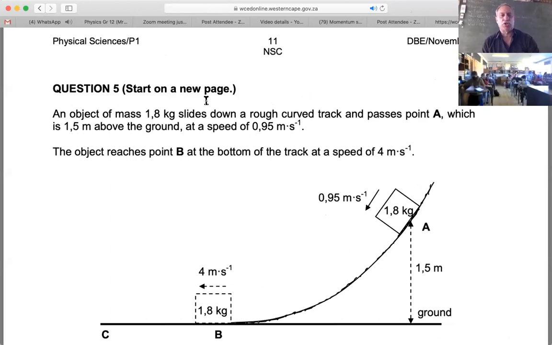Okay, so I take it you can see there's question 5. This is a long question. So we must do some short questions, we must do some long questions. Question 5: an object of mass 1.8 kilograms slides down a rough, curved track, there you can see they've drawn it, and passes point A, which is 1.5 meters above the ground, at a speed of 0.95 meters per second. The object reaches point B at the bottom of the track at a speed of 4 meters per second. So, what are the questions?